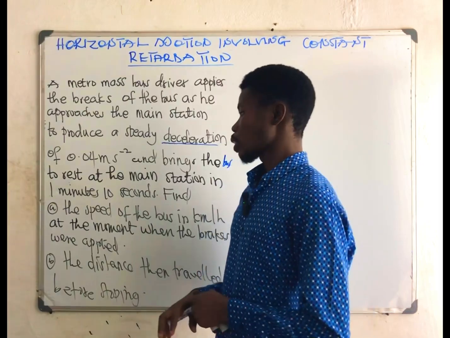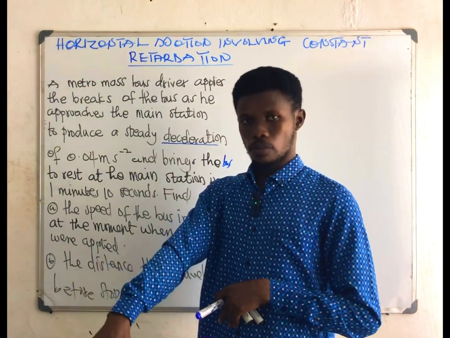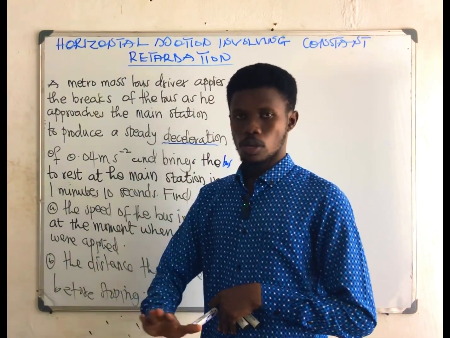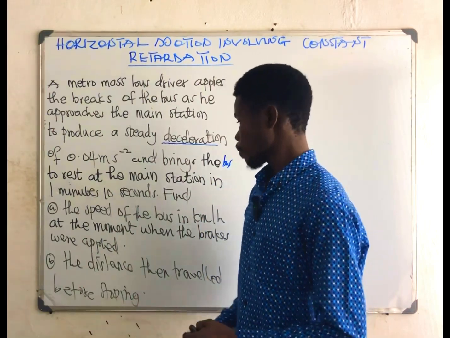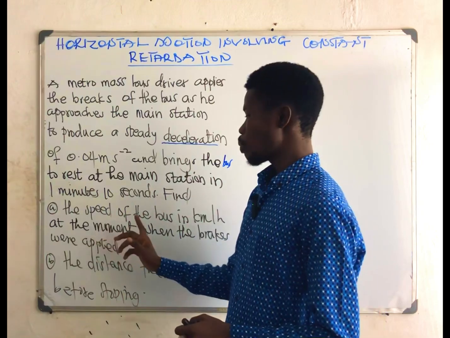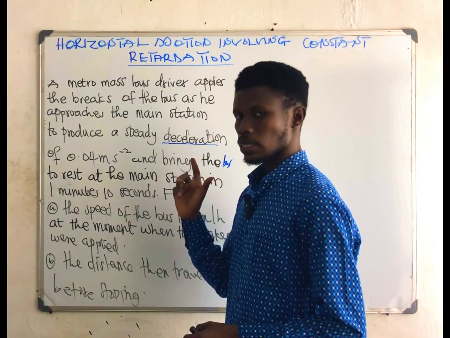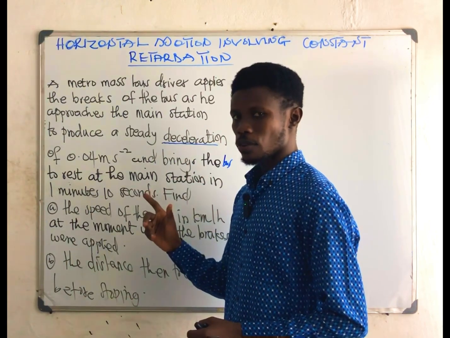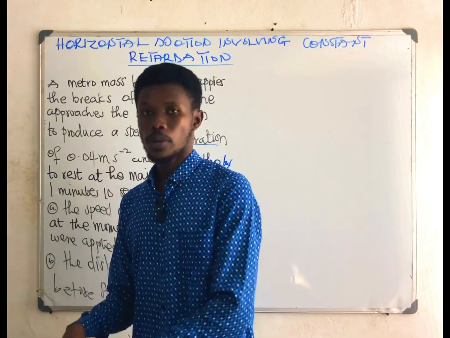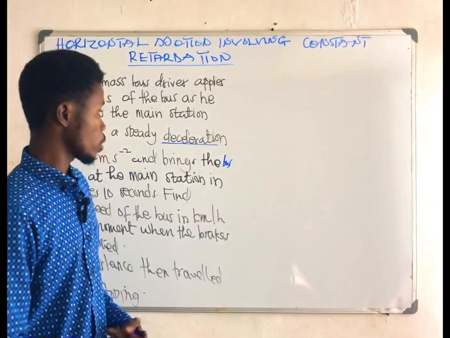Now, to bring the bus to rest, that will be the final velocity. So at the end, the bus goes to rest, so the final velocity becomes 0. Find the speed of the bus in kilometers per hour at the moment when the brakes were applied. So you need the initial velocity. Immediately the driver steps his foot on the brake, at that time the bus started moving. So that is the initial velocity we are looking for.